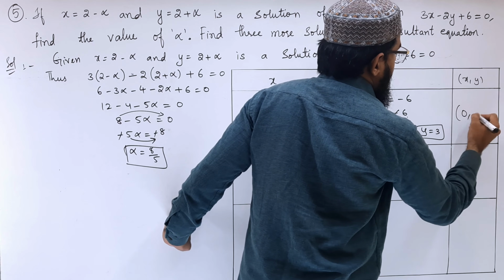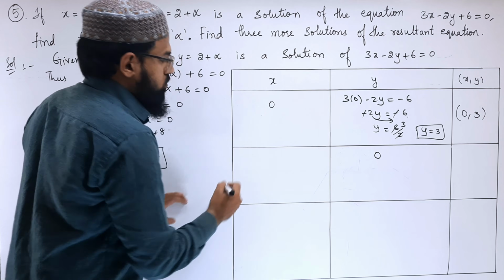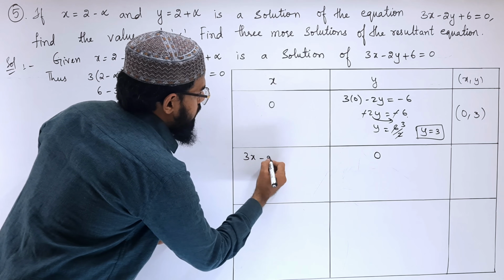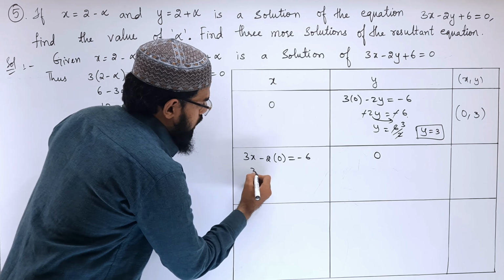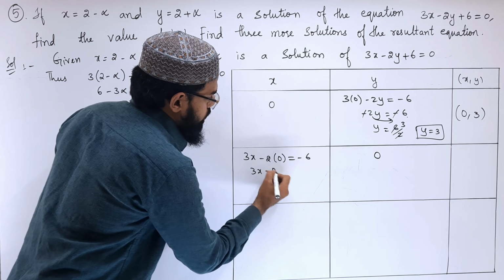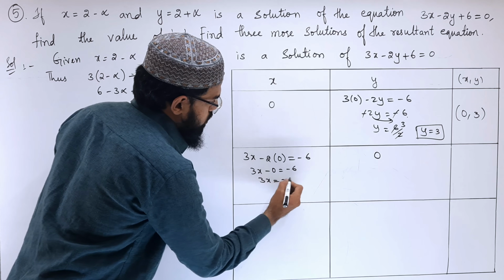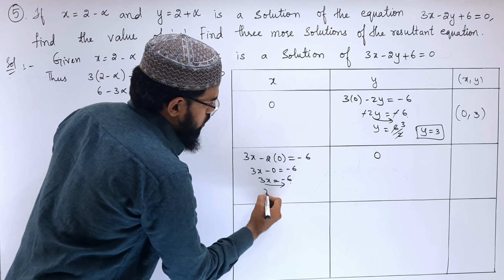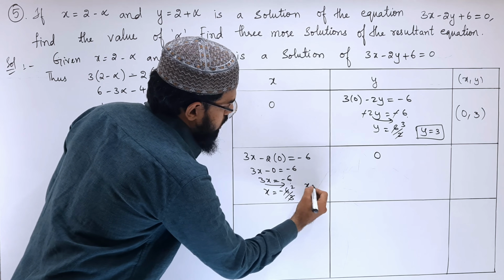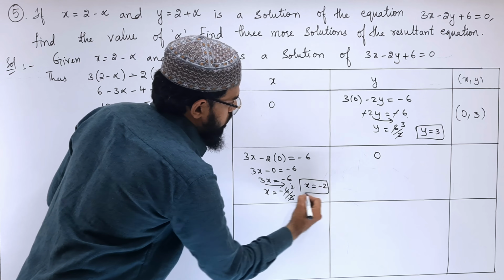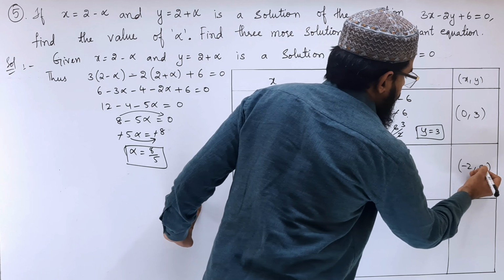So 0 comma 3. Next, let us take y as 0. So 3x minus 2 into 0 is equals to minus 6. 3x, 2 zeros are 0, is equals to minus 6. 3x minus 0 is 3x is equals to minus 6. 3 goes down. So x is equals to minus 6 by 3. 3 1s are 3, 3 2s are 6. So x is equals to minus 2. Let us write minus 2 comma 0.